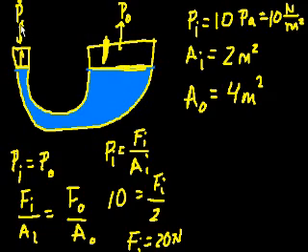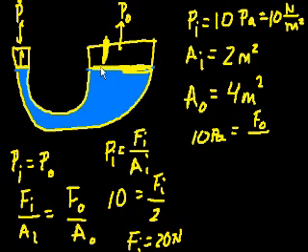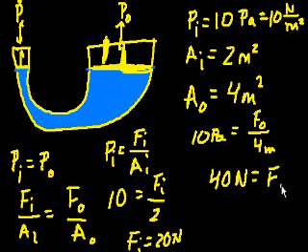Well, we know that if my input pressure was 10 pascals, my output pressure would also be 10 pascals. So I also have 10 pascals is equal to my output force over my output cross-sectional area, right? So I'll have like a piston here, and it goes up like that. And so that's 4 meters. So I do 4 times 10. So I get 40 newtons is equal to my output force.